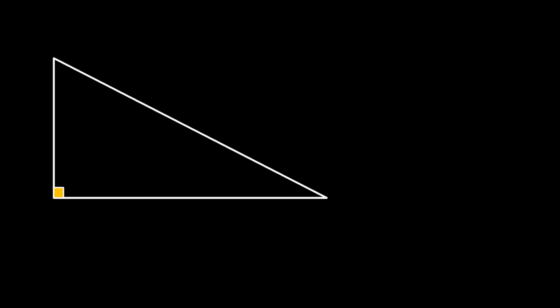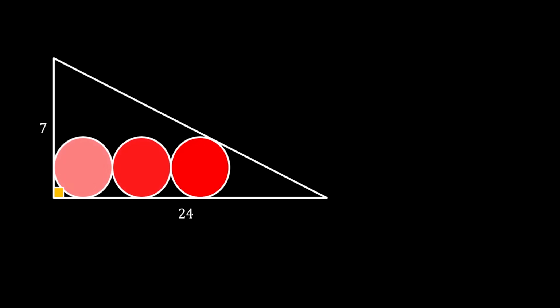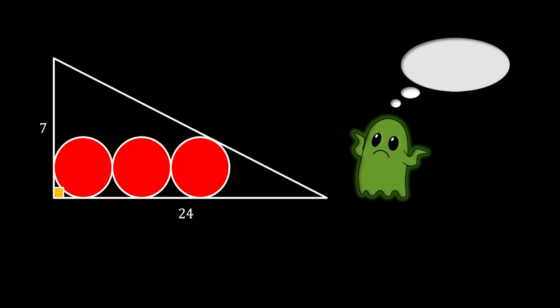We're going to start our problem with a right-angle triangle with the legs of 24 and 7. Then, inside this triangle, we will inscribe 3 congruent circles. And the question is quite simple. Can you somehow calculate the area of those 3 congruent circles?